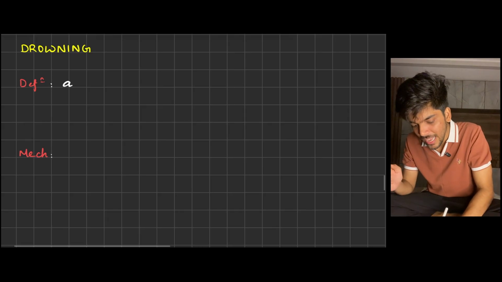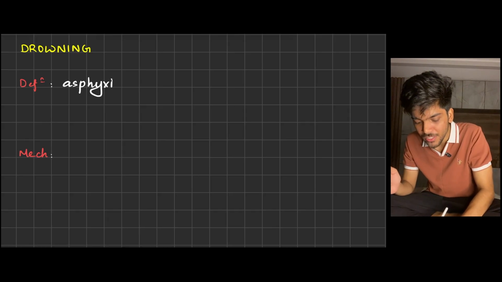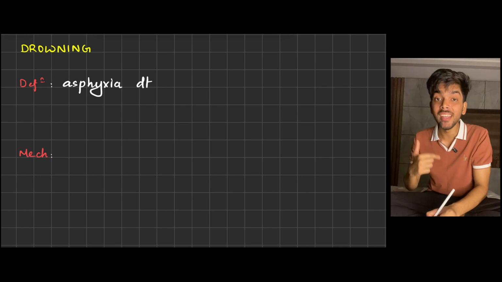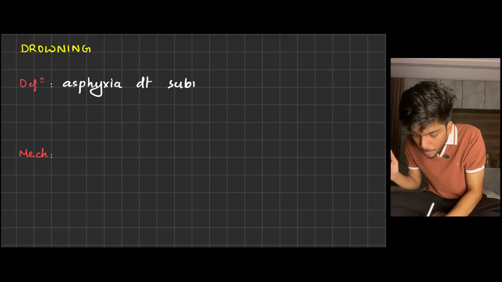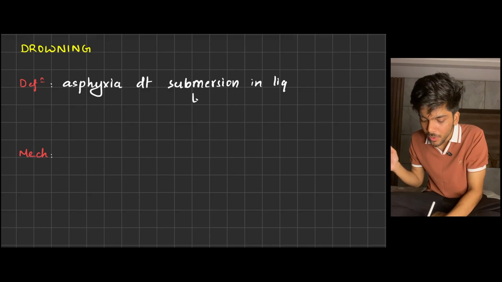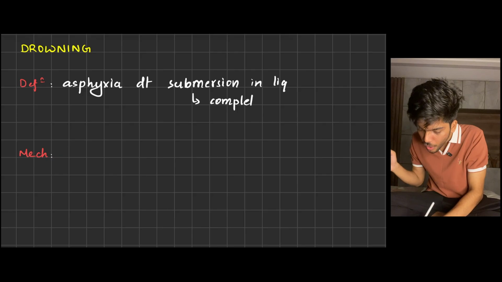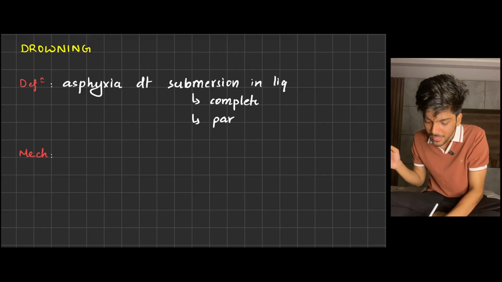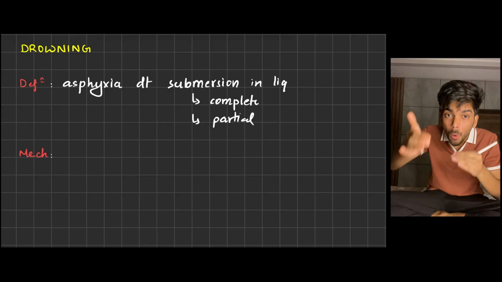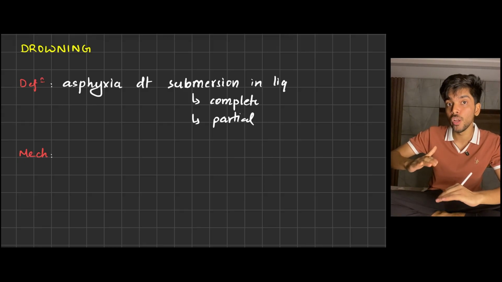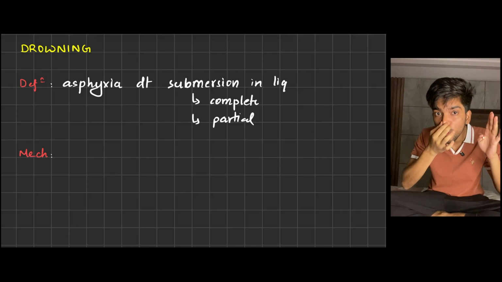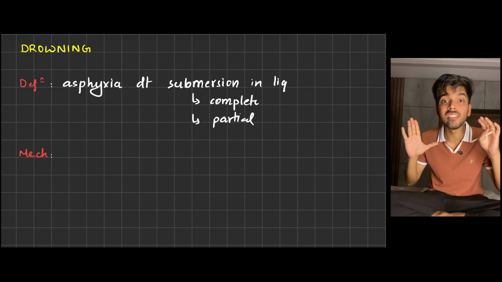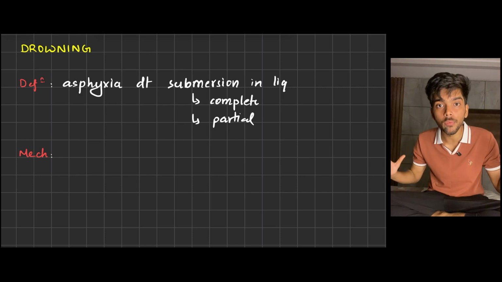Definition. Drowning, just like hanging, strangulation and suffocation, leads to mechanical asphyxia. But here, asphyxia is not due to neck compression. It is due to the submersion of the body in a liquid medium. Now, this submersion can either be complete or partial. That is, your body does not have to be completely inside the liquid medium to be drowning. Even if just your nose and mouth are inside the liquid medium, that is enough to kill you by drowning.